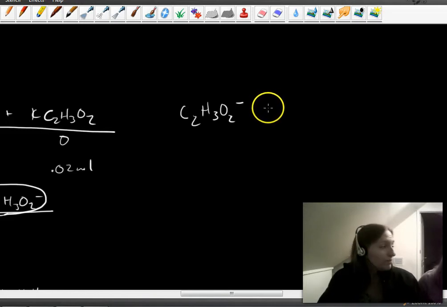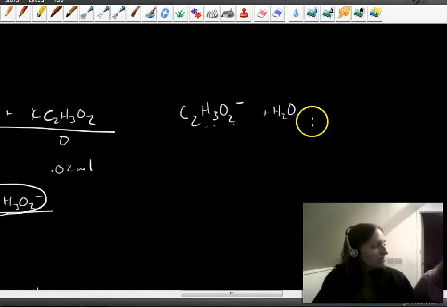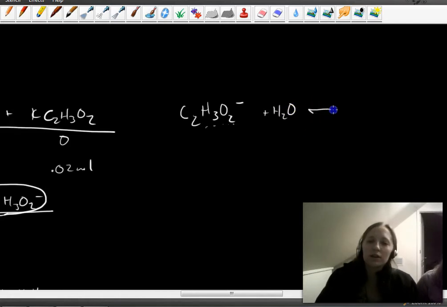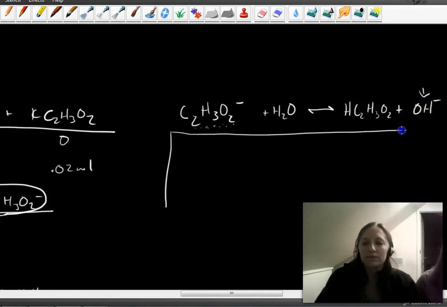Where's he going to get an H from? Water. This guy is strong enough of a base to steal H pluses from water. Weak bases attack water. Isn't that nice? So here he goes, attacking water, and so then we're going to make acetic acid once he has attacked the water, and some hydroxide. Look! This is a weak base because its action of attacking water increases the amount of hydroxide. I know, right? So here's our equilibrium.